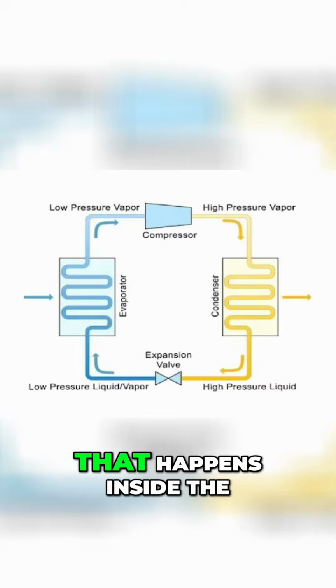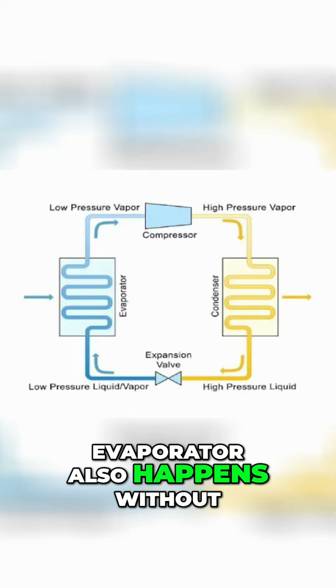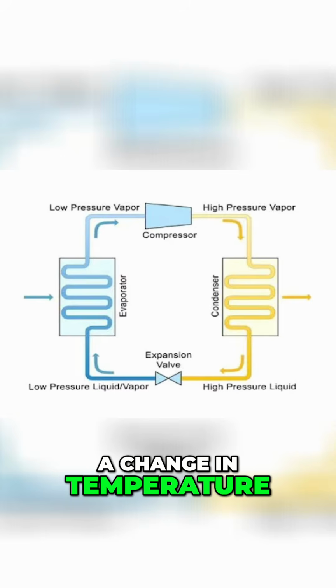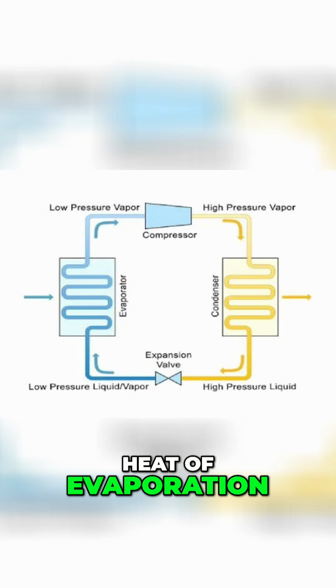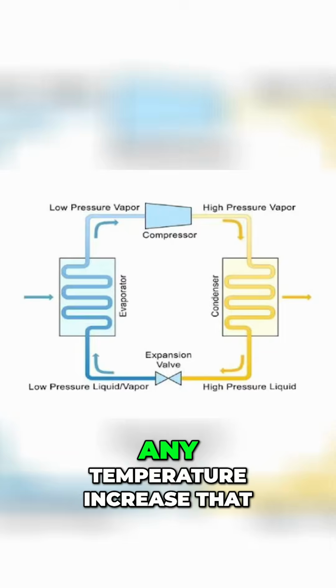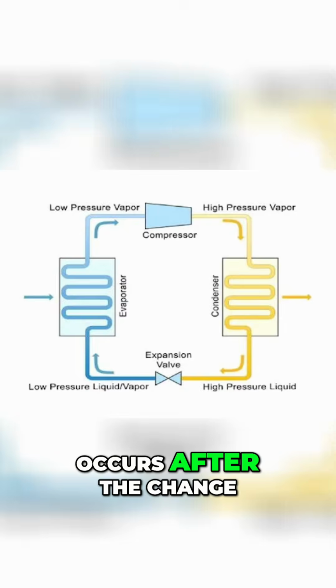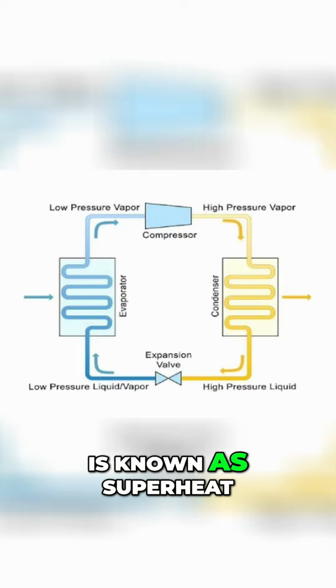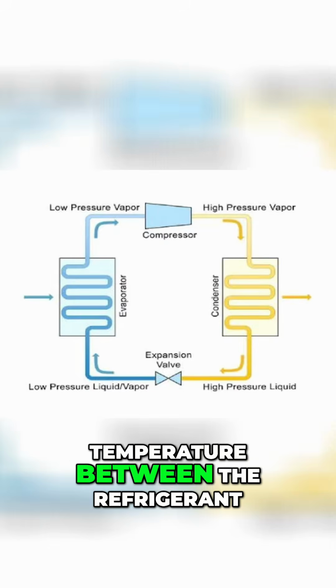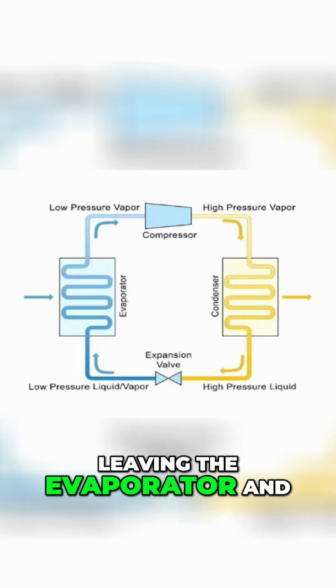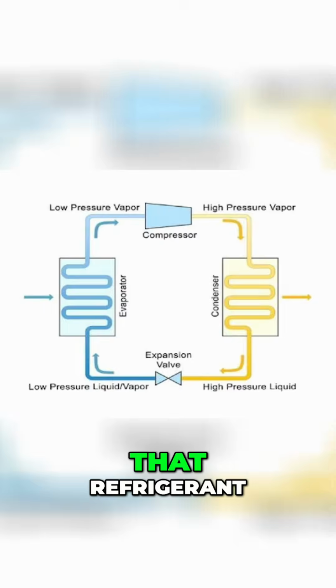The change of state that happens inside the evaporator also happens without a change in temperature, and the heat absorbed for the process is known as the latent heat of evaporation. Any temperature increase that occurs after the change of state is known as superheat and can be defined as the difference in temperature between the refrigerant leaving the evaporator and the saturation temperature of that refrigerant.